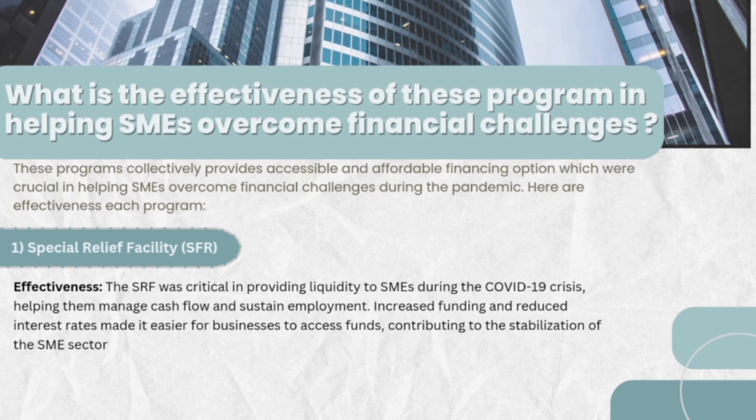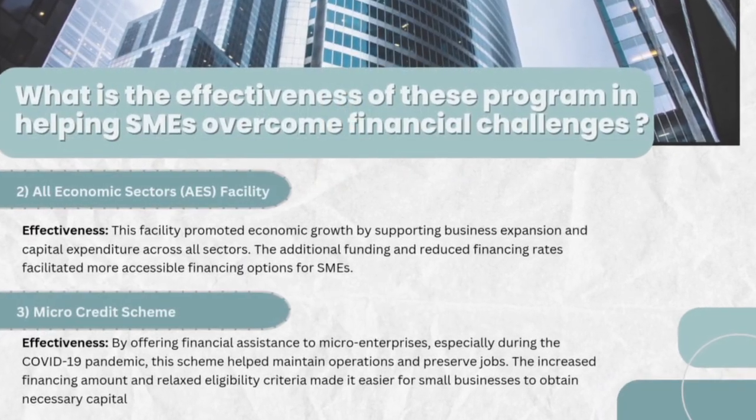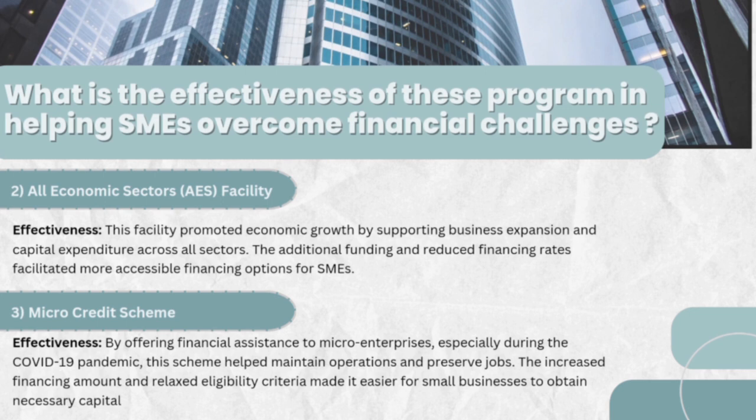Increased funding and reduced interest rate made it easier for business to access funds, contributing to the stabilization of the SME sectors. Next, effectiveness of all economic sector facility: this facility promotes economic growth by supporting business expansion and capital expenditure across all sectors. The additional funding and reduced financing rates facilitate more accessible financial options for SMEs.